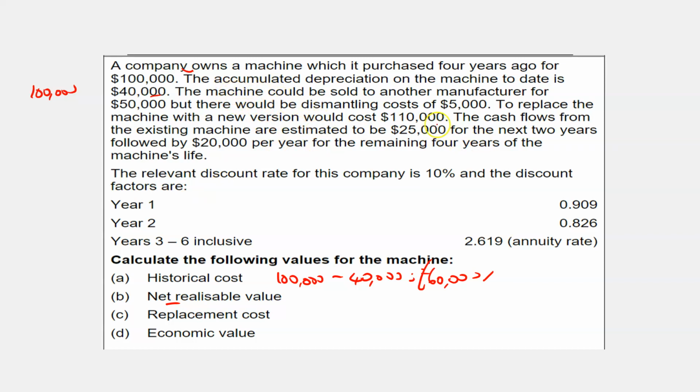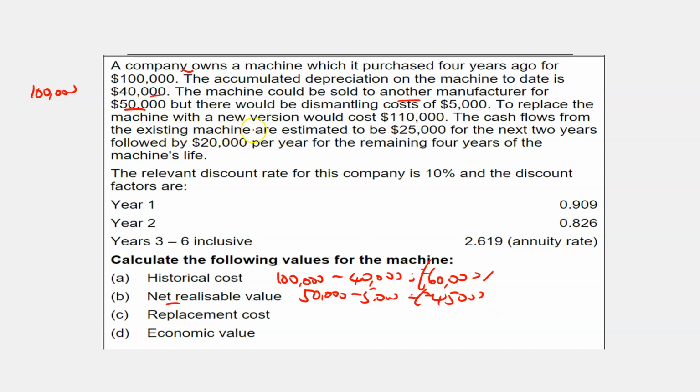The net realizable value is here. It says that you can sell it to someone else for 50,000, but it would require dismantling costs of 5. And so therefore you and I know that it must be the selling price minus the 5 grand, which gives you that net realizable value of £45,000, right? And that's the net realizable value.